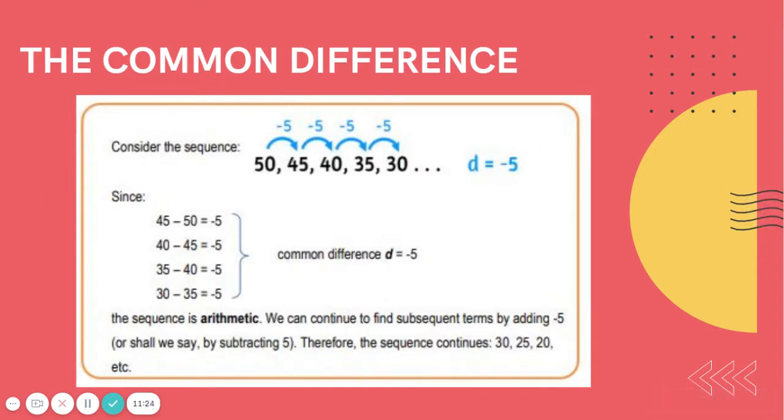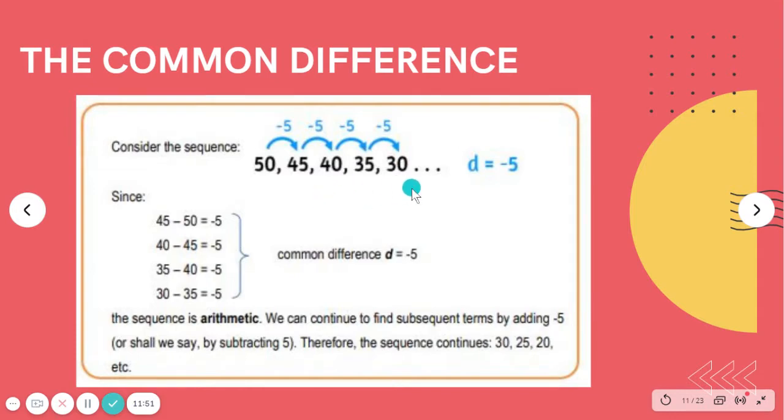Another thing, the common difference of this is negative 5. Why negative 5? Because if you subtract the first term from the second term, 45 minus 50, that is negative 5. And like what I said a while ago, kapag pababa ang ating sequence, ibig sabihin lamang nun that our common difference is negative. Kaya negative 5 yung ating common difference dito.